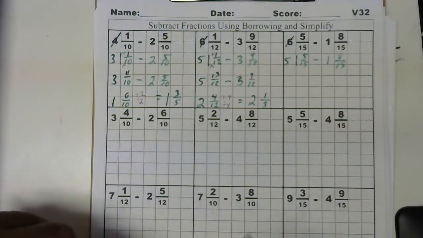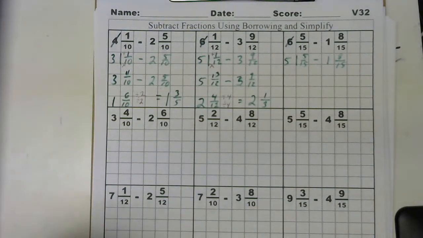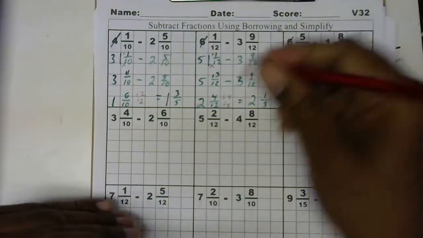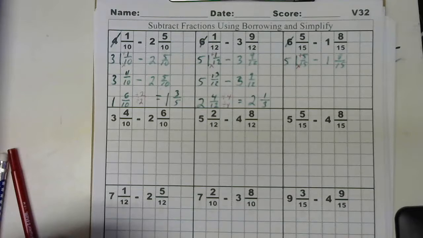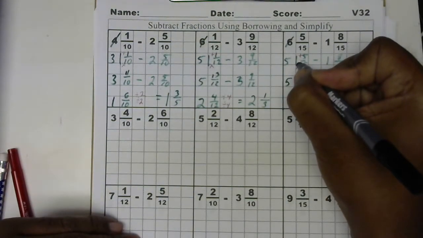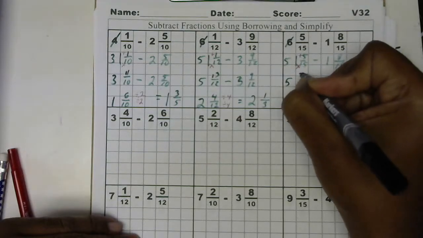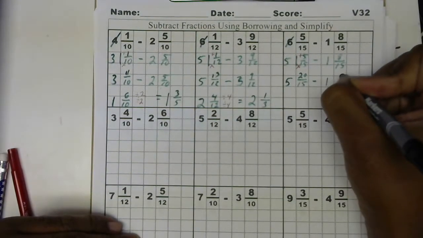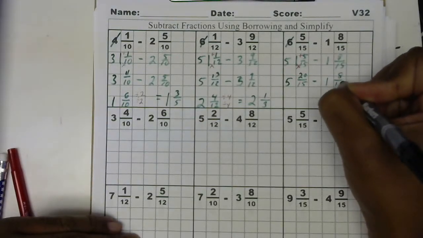Okay, now from here, I'm going to use multiplication and adding. So 15 times 1 plus 5 more. So I end up with 5 here. 15 times 1 is 15, plus 5 more is 20. And that's over 15. Minus 1, you've got 8 over 15.